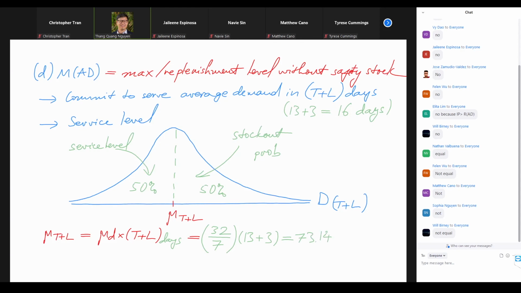So we have the answer here to be 73.14. I mean, jugs of milk, right? But then it can be a decimal number. So we would round it to be 74 jugs of milk, right? So that's the average demand. In this case, we go up a little bit, we go here, right? Not exactly 73.14, right? We go to the right-hand side a little bit. So our service level is a little bit more than 50%. The effective service level is more than 50%.